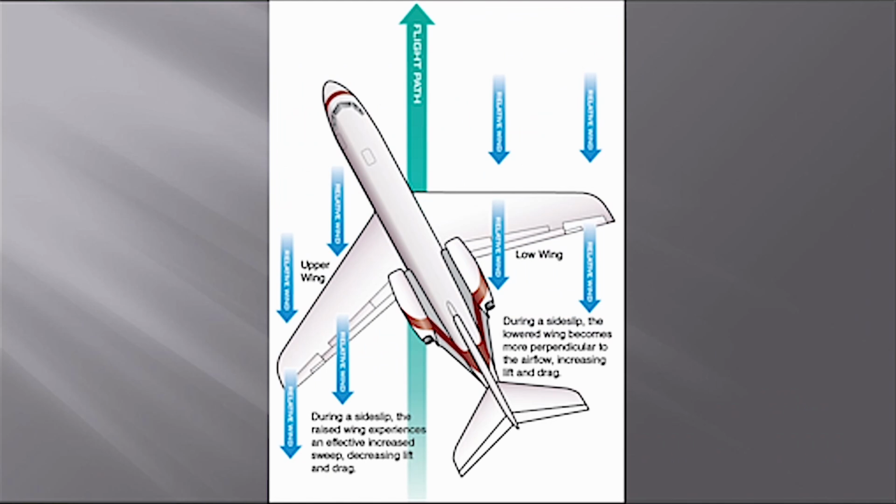All right, I promised something about swept wings, and here we go. Swept wing airplanes will have similar side slip characteristics, and that is as it side slips, more of that wing becomes exposed to the relative wind, which will cause a lower wing to become perpendicular to the airflow, increasing the lift, and will cause that airplane to straighten up.